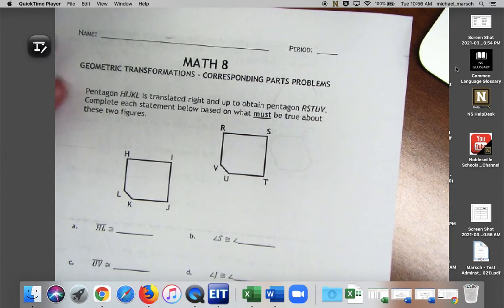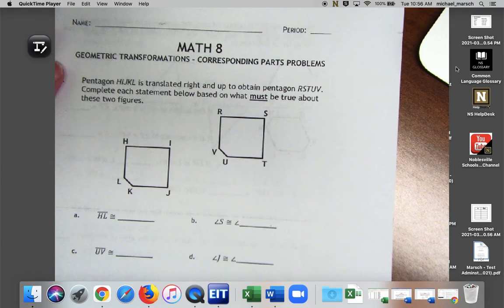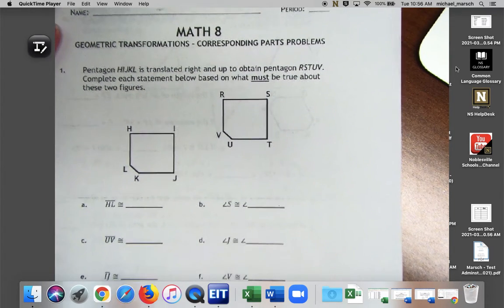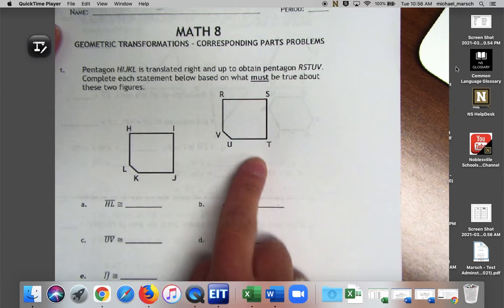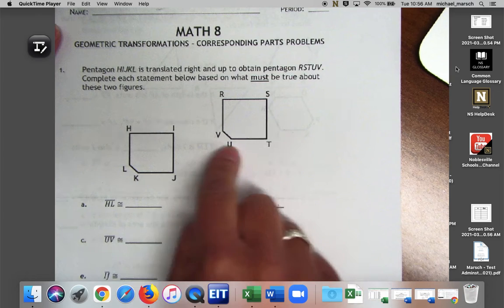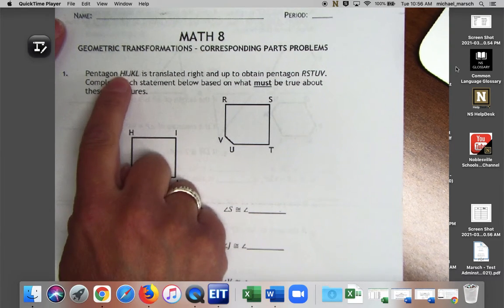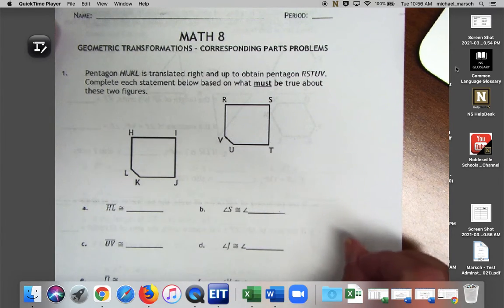All right, so we have 2 pentagons. I know this doesn't look like your typical pentagon, but what does pentagon actually mean? 5 sides. So even though it's a weird looking pentagon, it's still a pentagon. They're telling us that HIJKL is translated to the right and up to obtain RSTUV. What you really need to focus on here is, do you see how these letters are in order and these letters are in order? They're in that order for a reason.